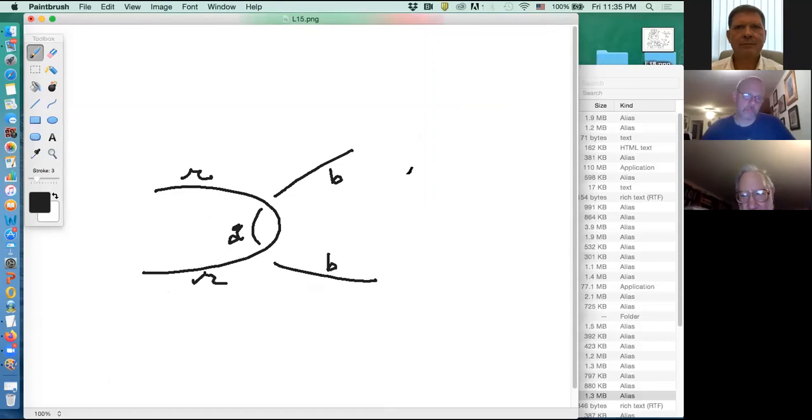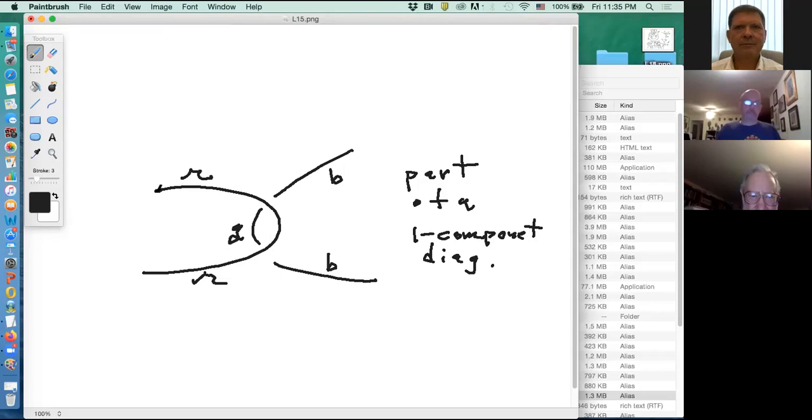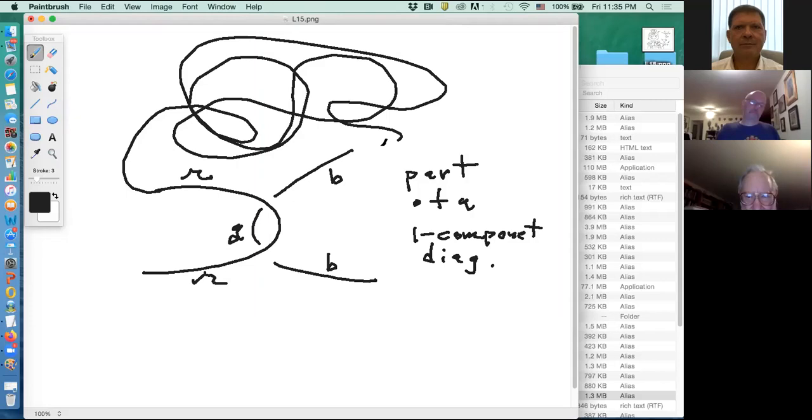This is supposed to be part of a one component diagram. So that means that you take a walk starting here and you're going to go through all sorts of things and eventually you'll end up here or here, all right? One or the other. And you never go through here. But you started out in red and you ended up in blue.